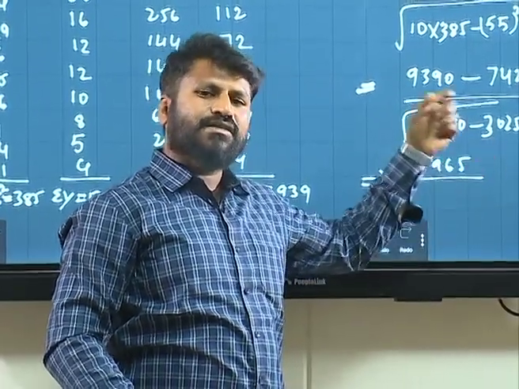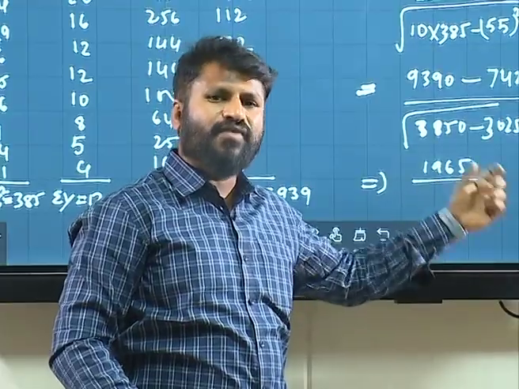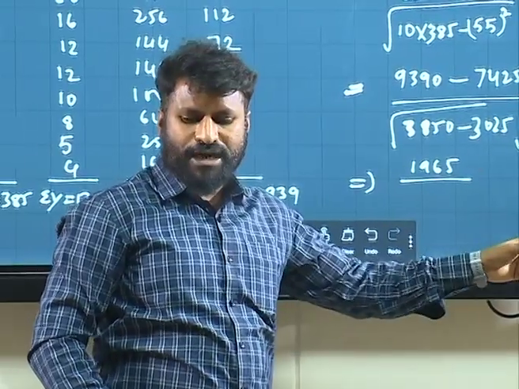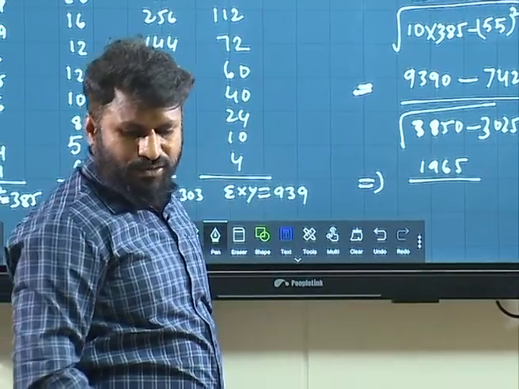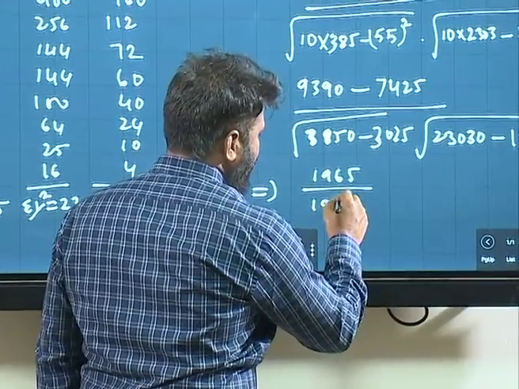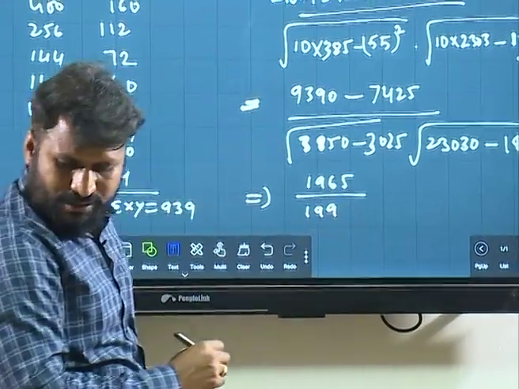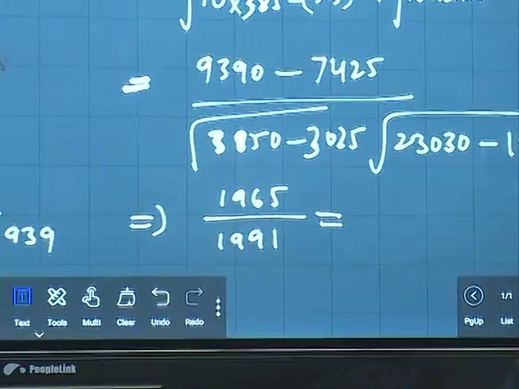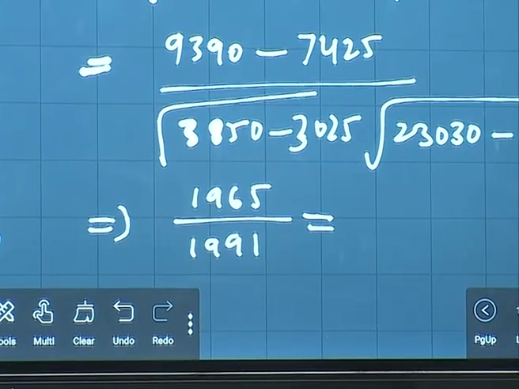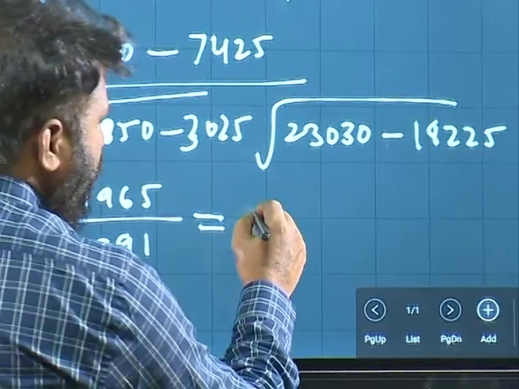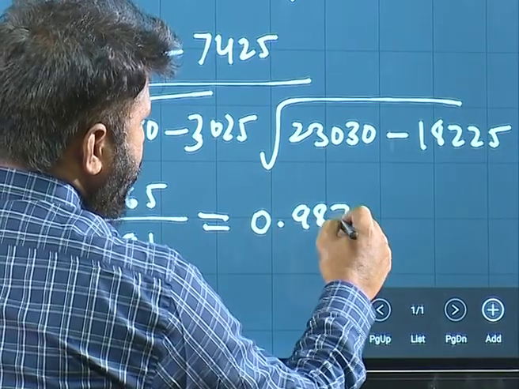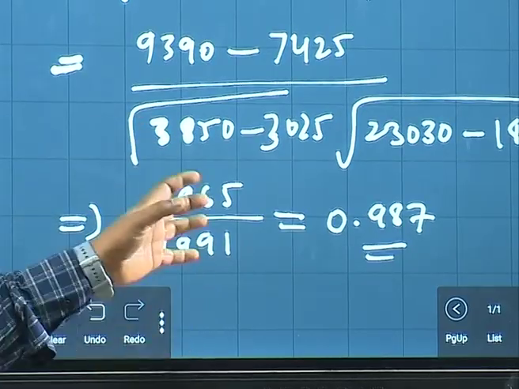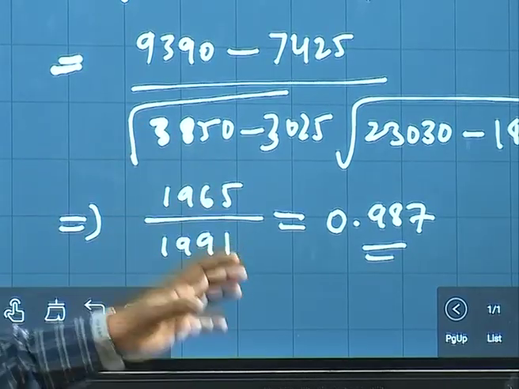After calculation, whatever value you got, you have to find the root value of that. After calculating the root value of both variables, you have to multiply them. That value is 1991, the final value. So you divide 1965 by 1991. So the r value is equal to 0.987. This is the procedure to calculate the correlation by the shortcut method without using the mean values.